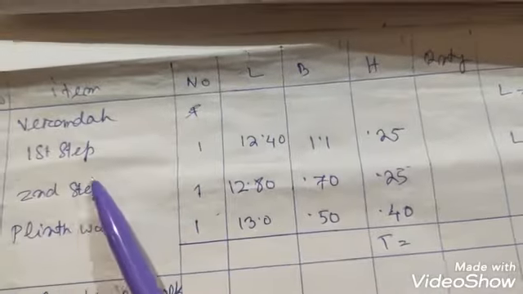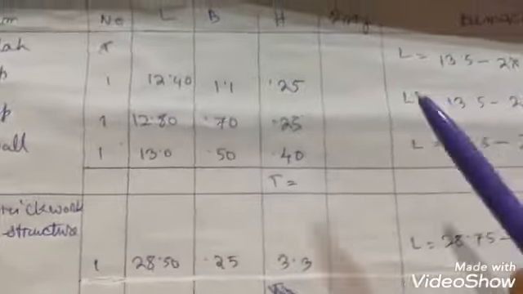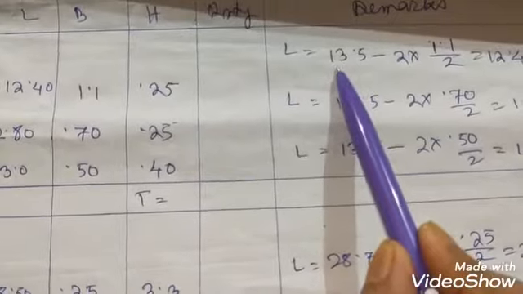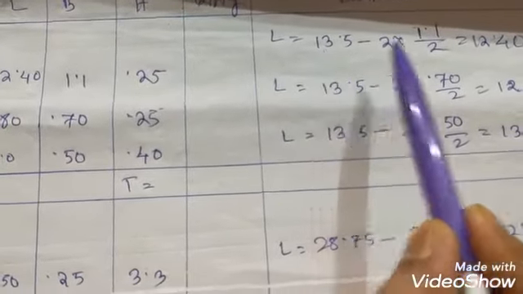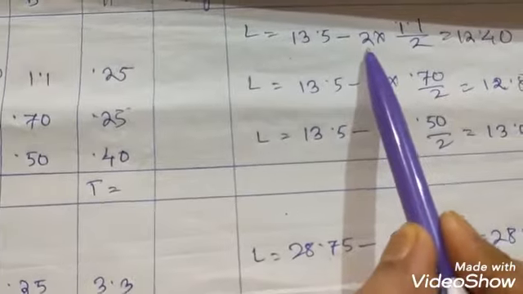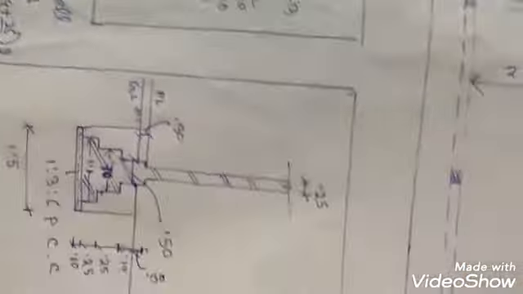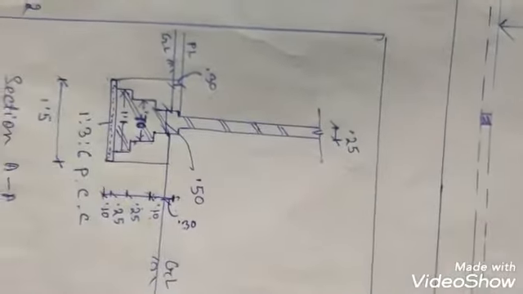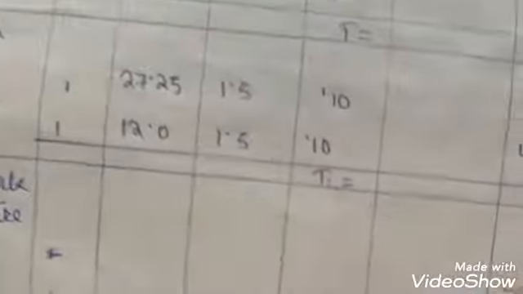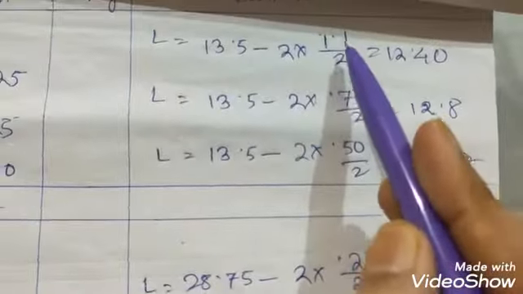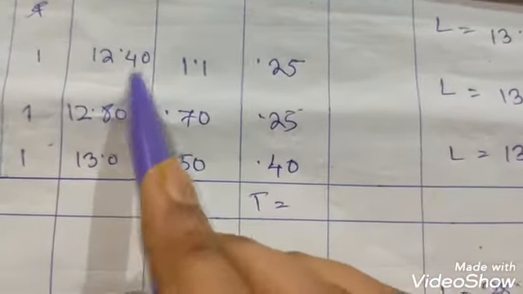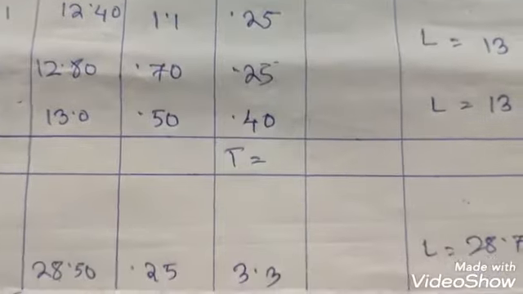Again, let us calculate for the veranda. Again, first step, second step, plinth wall will come. So center to center length of the walls of the veranda was found out to be 13.5, minus number of junctions for the veranda, which is also 2, into breadth by 2. What is the breadth of the first step? Again, let us go back to the drawing. The breadth of the first step is 1.1. So 1.1 by 2, the length comes out to be 12.4. So 12.4 is the length, 1.1 is the breadth, and height is 0.25. It is given in the drawing.